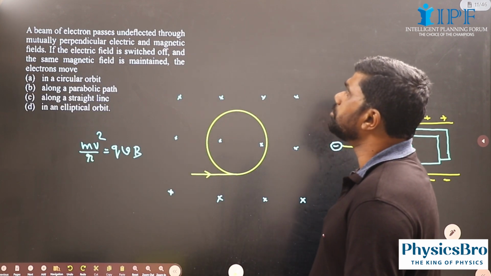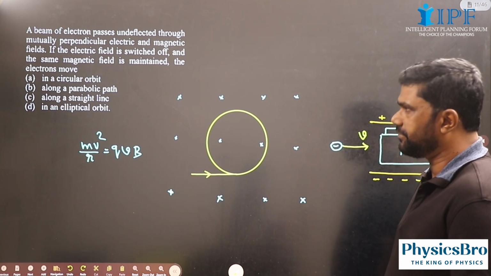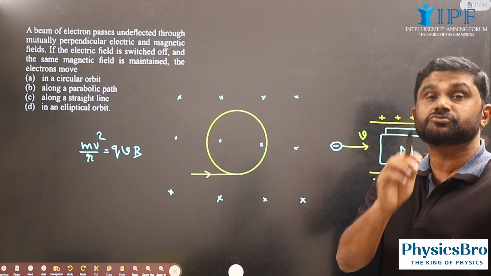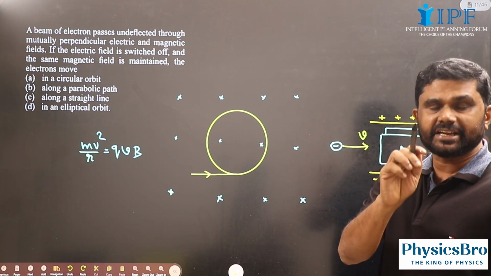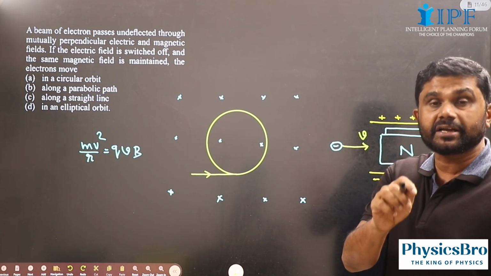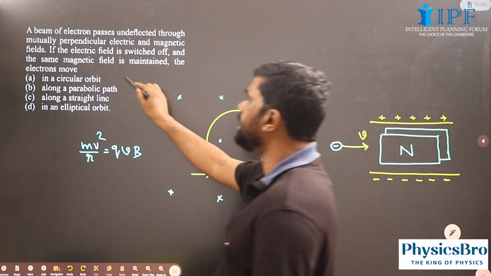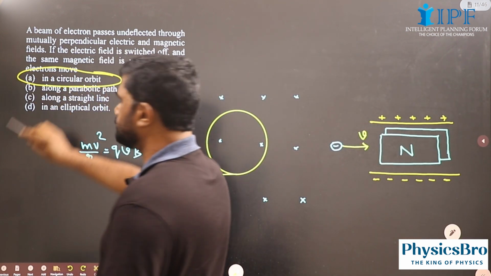A beam of electrons passes undeflected through mutually perpendicular electric and magnetic fields. If the electric field is switched off, then only magnetic field will be acting and it is perpendicular to velocity, so the particle will move in a circle. So it moves in a circular orbit.